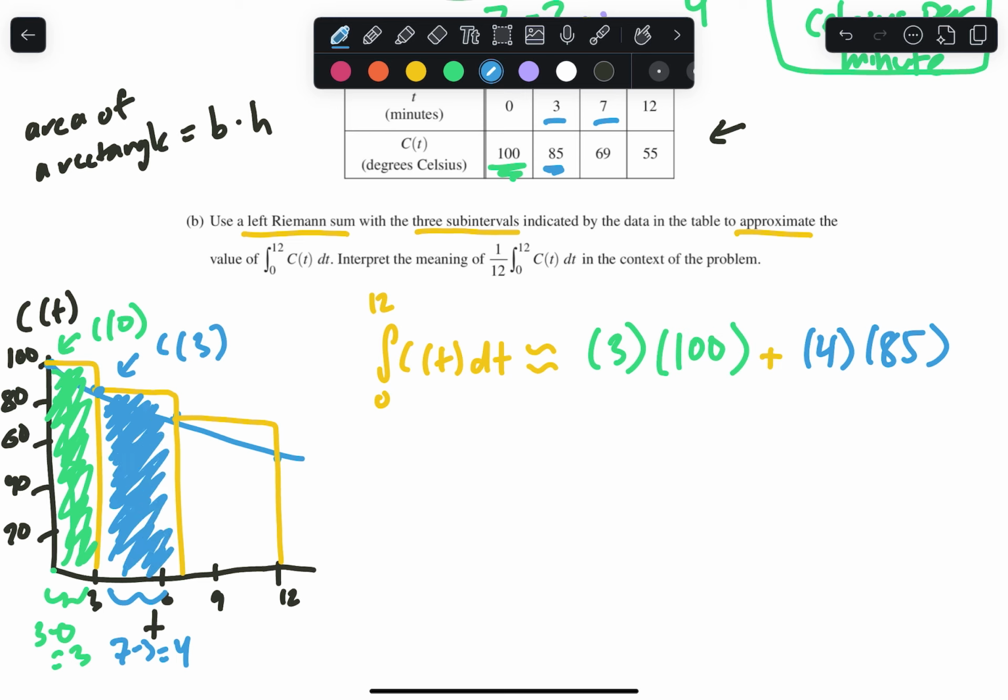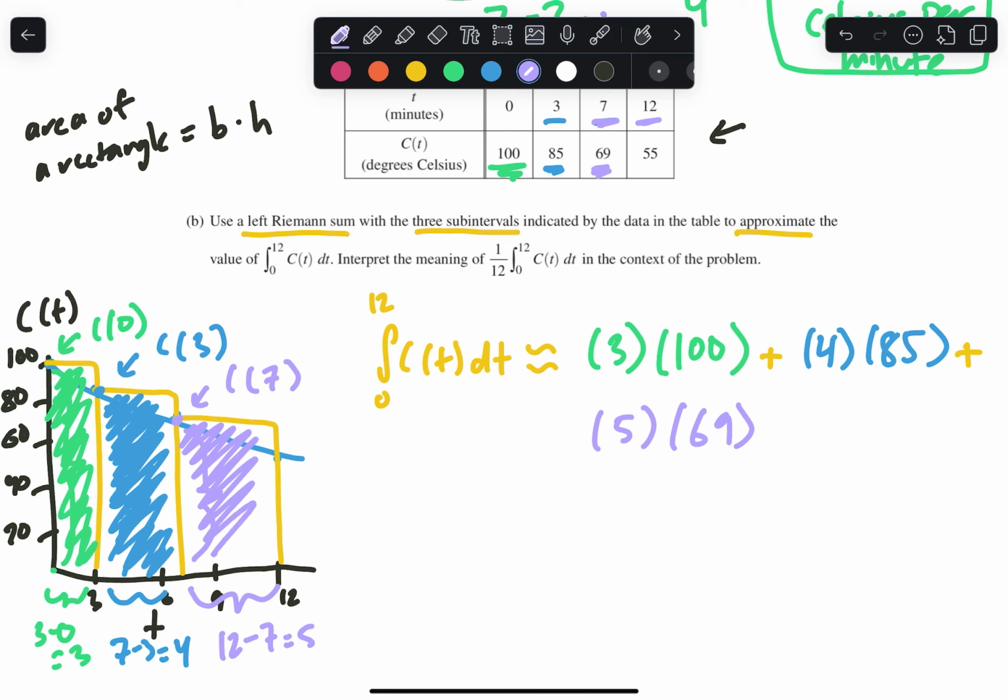Okay? Moving on to the third and last rectangle. What is the base going to be? We are going from 7 to 12, so 12 minus 7 is equal to 5. So the base of that third rectangle is 5. What is our height going to be? Well, what is this point? This point is C of 7. C of 7 is 69. So the height of that third rectangle is 69. So this will give us the area of this rectangle here. And now we are going to add these all up.